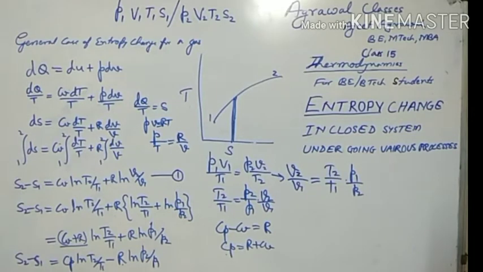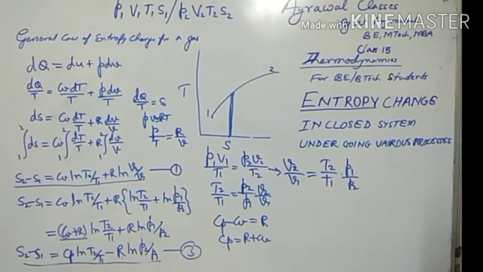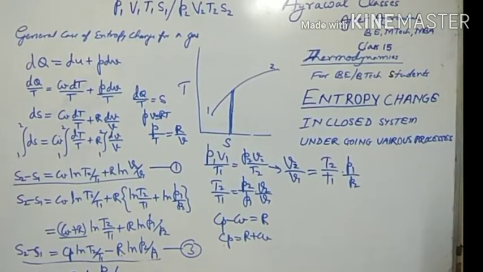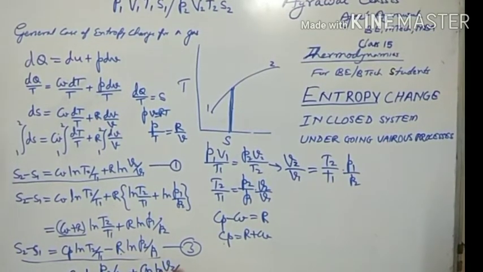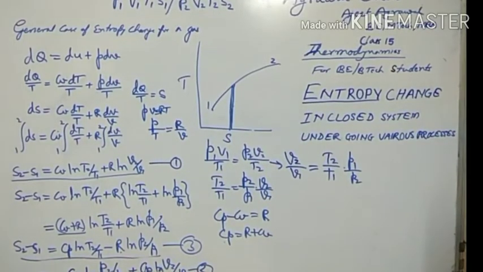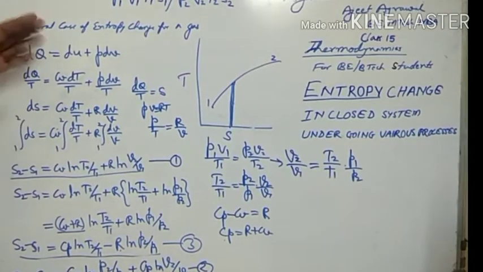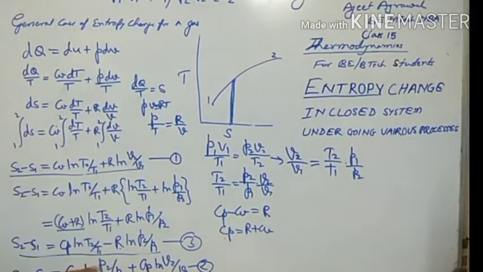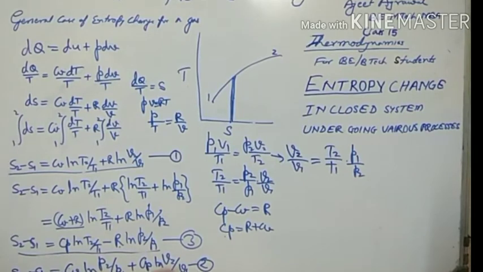The second equation was S2 minus S1 equals CV log of P2 upon P1 plus CP log of V2 upon V1. This was the second equation we found. So here we have the three general equations to find the change in entropy in a general process in terms of T and V, in terms of T and P, and in terms of P and V.